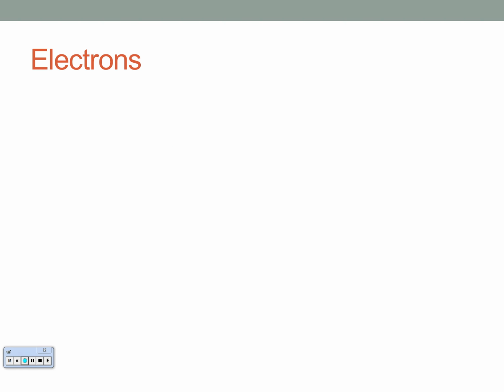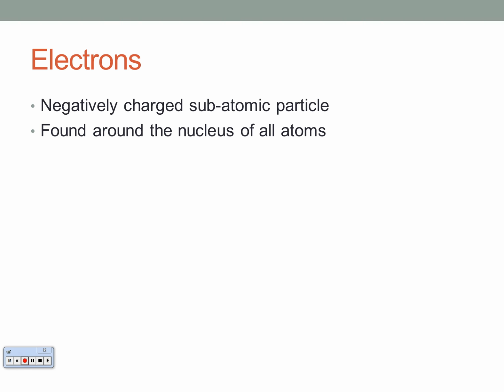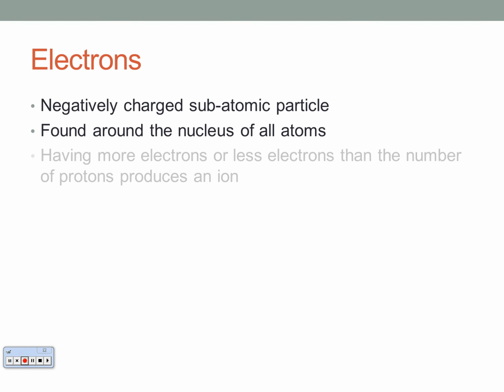Just a quick review about electrons. Electrons are negatively charged subatomic particles. So sub meaning smaller than atoms, so protons, neutrons, electrons are going to be our subatomic particles. They are found around the nucleus of all atoms.